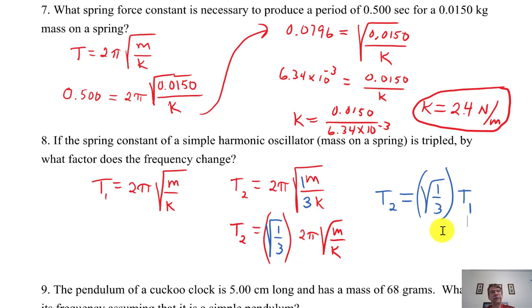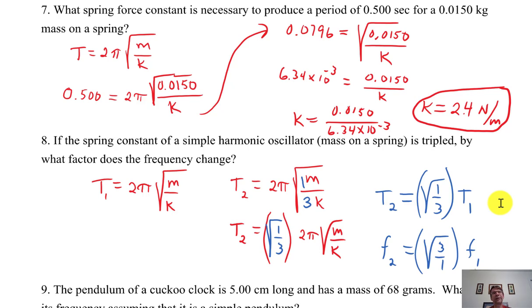But they want the factor change in frequency. Well, frequency is just 1 over the period, so you can just flip it. In other words, the second frequency, f2, is just going to be the square root of 3 over 1 times frequency 1, because frequencies and periods are always flipped. So all I got to do is flip the factor here to get the answer that they're looking for. The new frequency, frequency 2, is this factor times frequency 1. It's simply the square root of 3. You wouldn't even need to say square root of 3 over 1, because when you divide by 1, it's just 3. So the factor multiplier is the square root of 3.